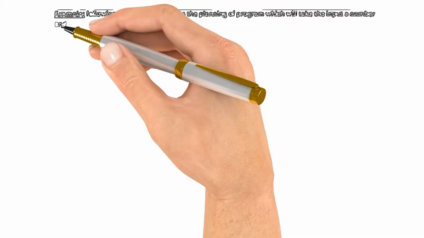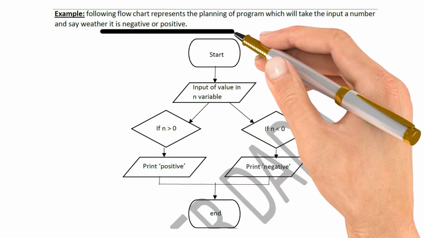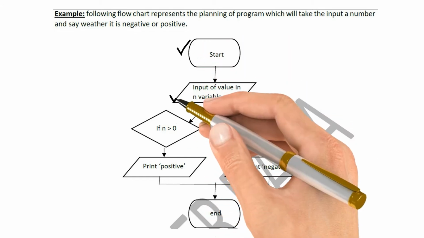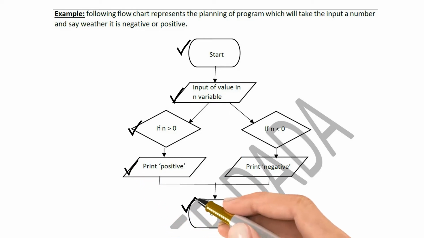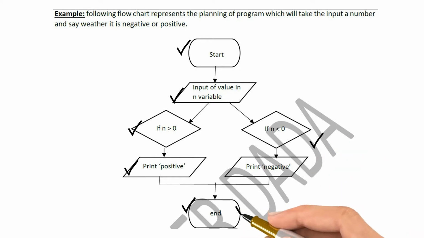Now let's look at an example. We will see a flowchart that will represent the planning of a program which will take the input of a number and say whether it is negative or positive. First of all, with an oval shape, we will start it. Next, we will take the input of a value in variable n and then go for a decision. If n is greater than 0, then we will print positive and end the program, and if n is less than 0, then we will print negative and end the program. So this was all about flowcharts.